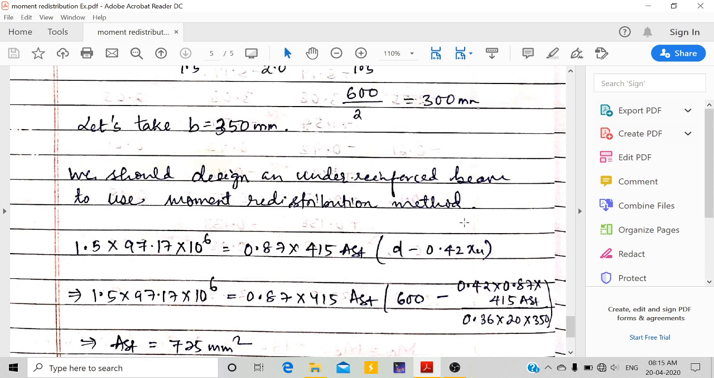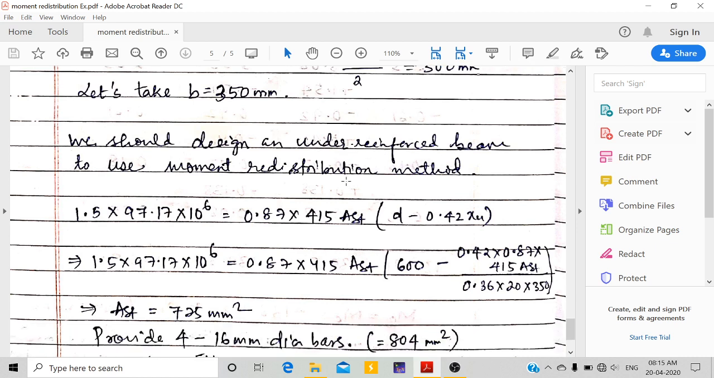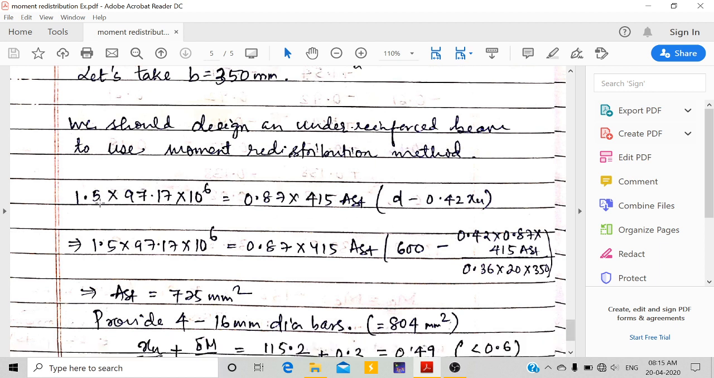Because we are using the moment redistribution method, that means we are using the inelastic phase, so the structure should be ductile enough. That's why we have to design it as an under reinforced beam, so that it will not have brittle failure, it will have ductile failure. For this I've used this equation: safety factor 1.5 into 97.17 into 10 to the 6 is equal to 0.87 Fy area of steel into (D minus 0.42 XU), where XU is 0.87 Fy area of steel by 0.36 fck, M20, so 20 into our B width, which is 350.